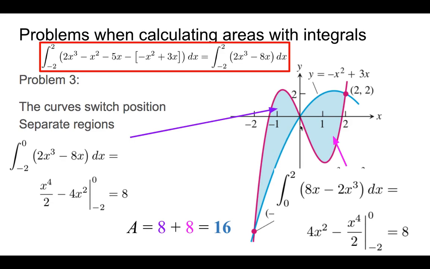Okay, and sometimes these problems might combine. For instance, maybe you don't know that this point is 0,0. You don't know the limits for when one region ends and the other one starts, and you have to calculate it first.